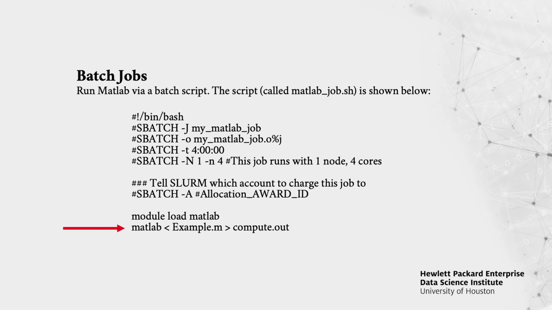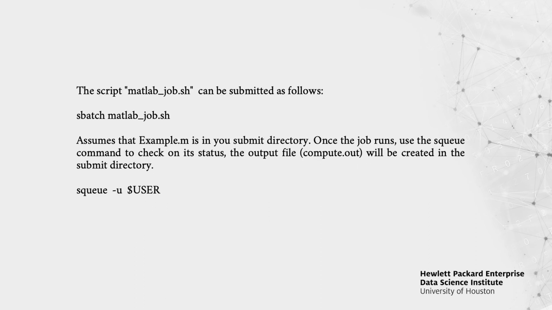Once the Slurm batch script is configured, the script can be submitted to the resource negotiator as follows: sbatch matlab_job.sh. Note that the matlab_job.sh script assumes the input MATLAB script is contained in the same directory that it is executed from. As the job runs, its progress can be monitored via the sq command. And once it completes, the specified output file, compute.out, will be populated within the submission directory.